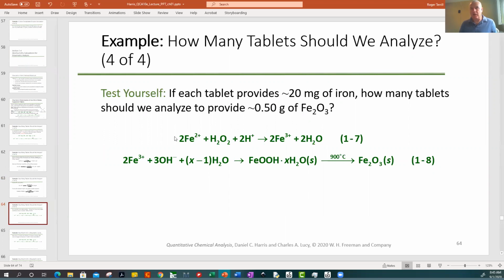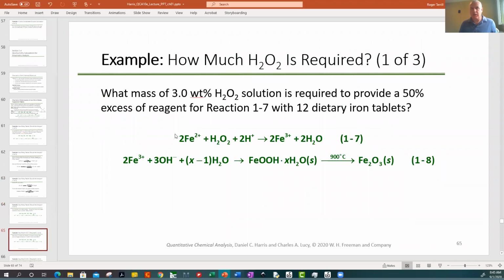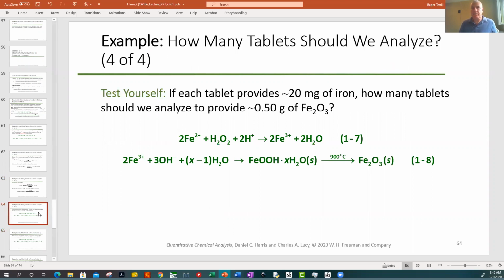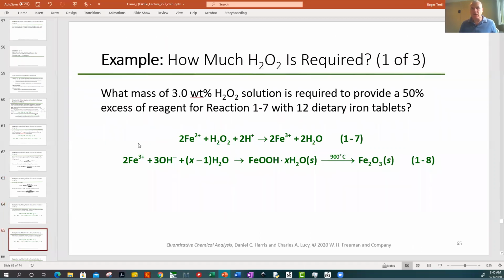So here we can do a calculation. If each tablet weighs 20 mgs, how many tablets do you need for a half gram? Look at the stoichiometry again. Okay, so we can do this one, but I'll leave that as an exercise for you.